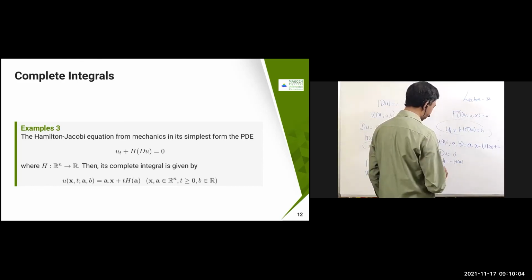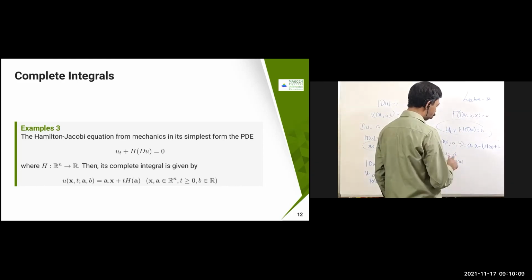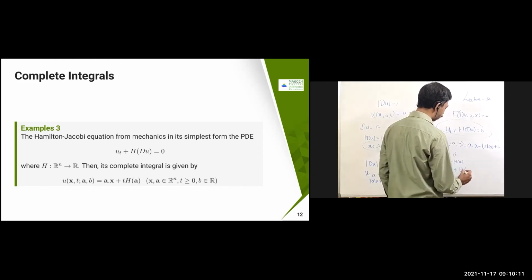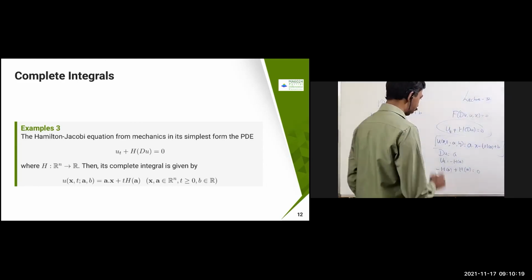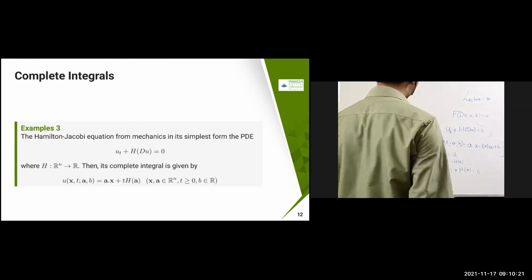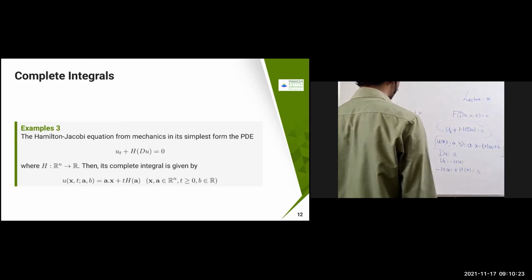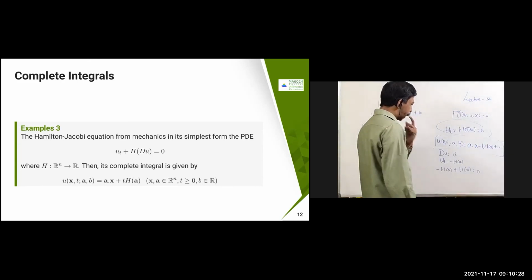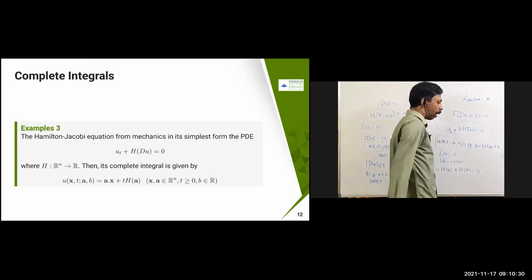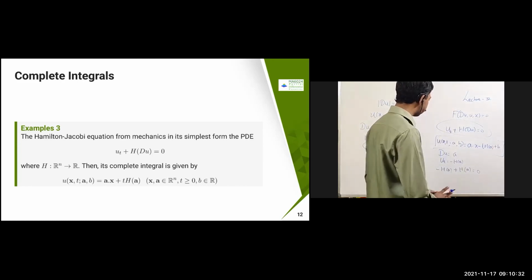This is going to become minus H(a). u_t is going to be minus H(a), and Du is equal to a. So therefore this is going to become H(a), so that is going to be 0. Both are getting cancelled. So there is a typo in the presentation that is not correct. This is the correct answer: u of x comma t comma a, b is going to be a dot x minus t into H(a) plus b, not plus t H(a), where b belongs to R.